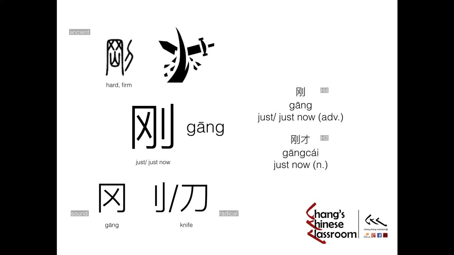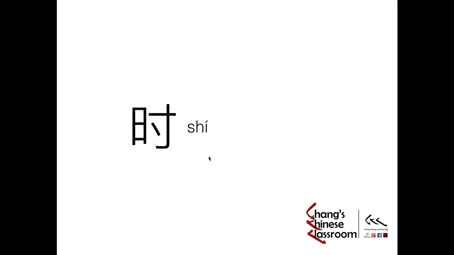And generally we have two words that are a little bit confusing, just to point out. This one, 刚, could mean both just as a degree, for example of feelings, or just now, to indicate time, and this is an adverb. And this one, 刚才, could only indicate time, and it's a noun. So that's the difference between these two. Okay. Let's take a look at the next one.